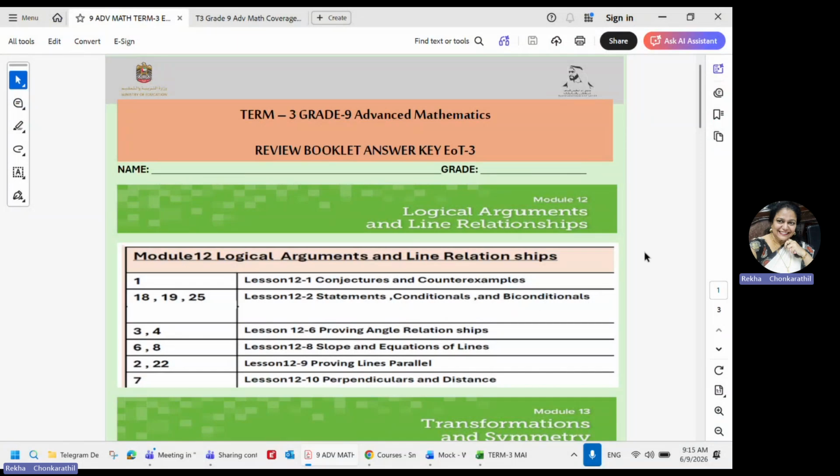I just want to review the recording of the EOT 3 maths exam. As you can see on my screen, these are the topics and modules you have for module 3, end of term 3 exam. The modules are module 12, logical arguments and line relationships. Out of this module, you have, I think, 11 questions.